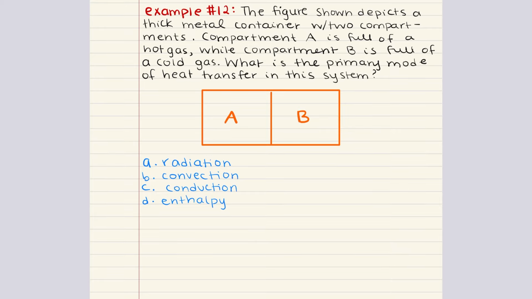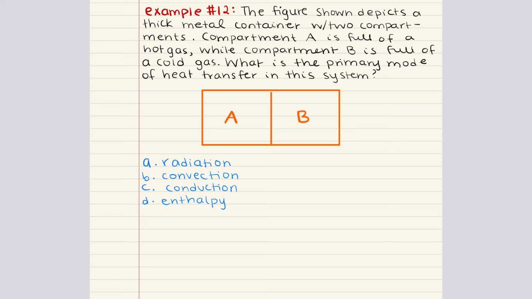This problem says, the figure shown depicts a thick metal container with two compartments. Compartment A is full of a hot gas, while compartment B is full of a cold gas. What is the primary mode of heat transfer in this system? In order to answer this problem, let's go over our three modes of heat transfer. First, we have conduction. This is the transfer of heat through direct contact between particles. Then we have convection. This is the transfer of heat by the movement of fluid, liquid or gas itself. And then we have radiation. This is the transfer of energy through electromagnetic waves.